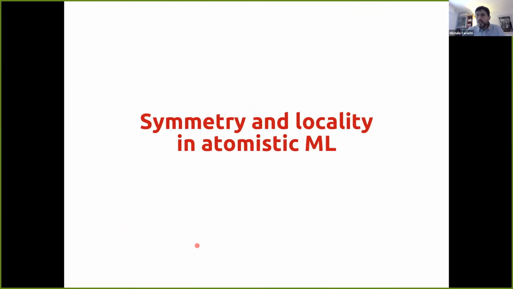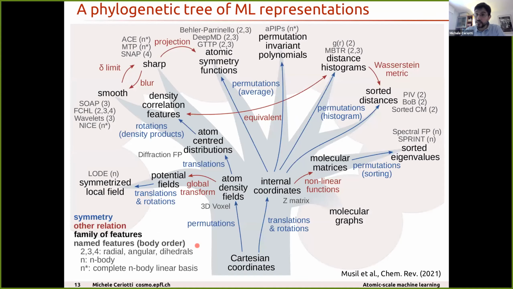So why do I consider the problem of representation so important? One kind of circular argument might be just to look at how much effort has been devoted to the problem in the atomistic machine learning community over the past 10 years. So this is from a recent review that we wrote, and we built some kind of a phylogenetic tree of representations, and each of the names, the acronyms that you see in gray as the leaves of the tree are pretty successful and pretty widely adopted frameworks to represent atomic structures.